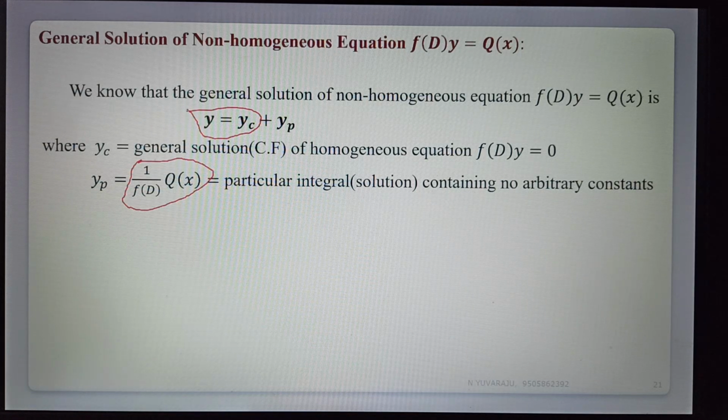In the non-homogeneous equation, both solutions yc and yp are obtained, and adding both, yc plus yp, gives the complete general solution of the non-homogeneous equation. This is the yp formula: 1/f(D) Q(x). But after finding this value, there is no arbitrary constant, because this is a particular value, a particular integral. In general integration we take the constant, but here there is no constant.